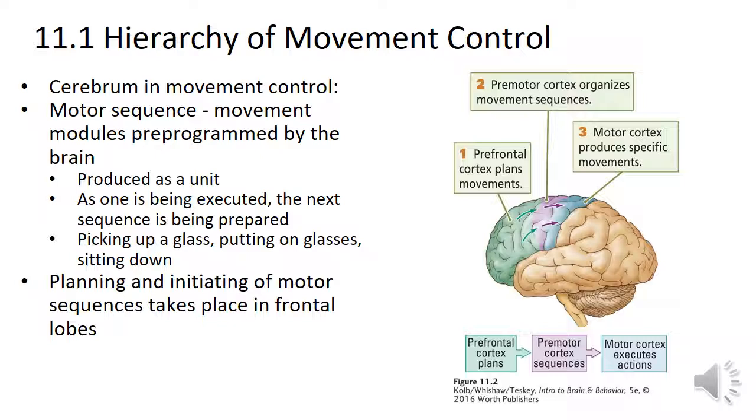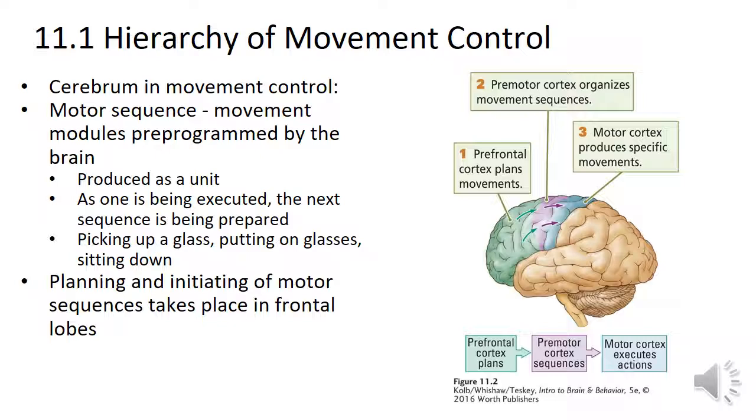The cerebrum creates motor sequences, which are sort of packets of motor programs. So individual movements are packaged together and pre-programmed by the brain as a unit, rather than having each individual thing organized separately. To pick up a cup, you don't want the brain to have to organize every single movement that is required, and so they're packaged as a group.